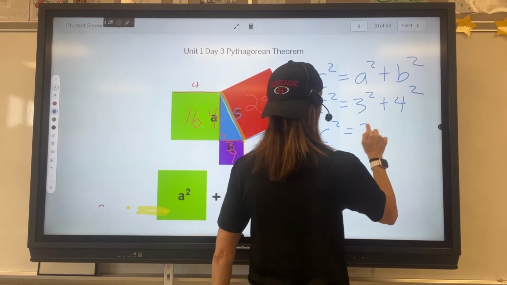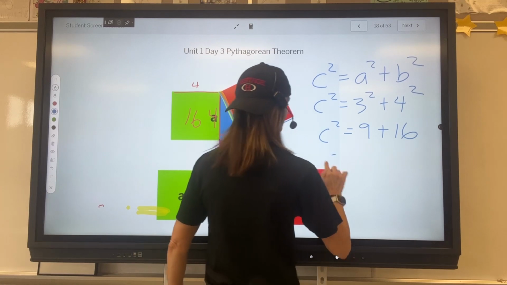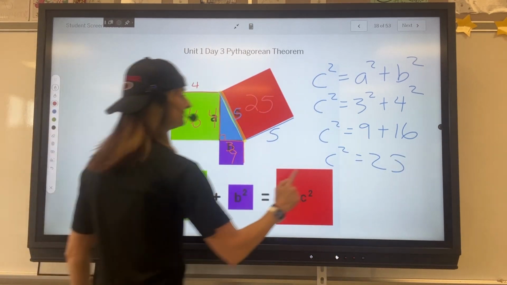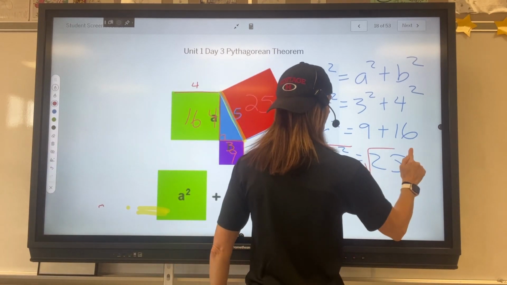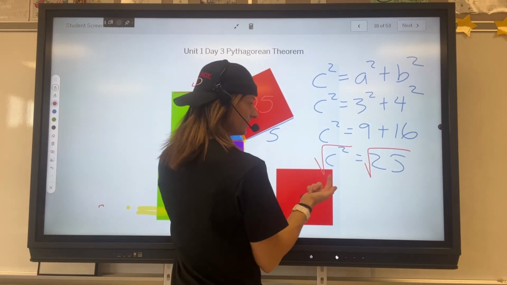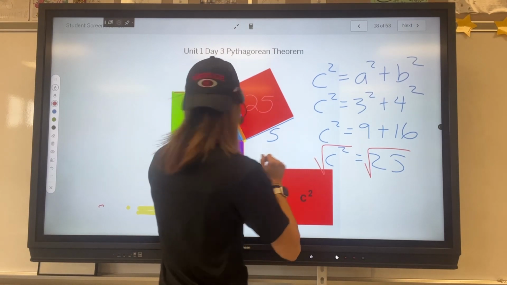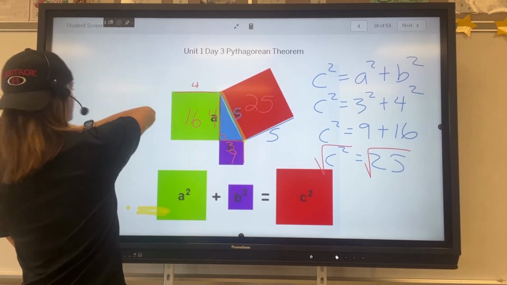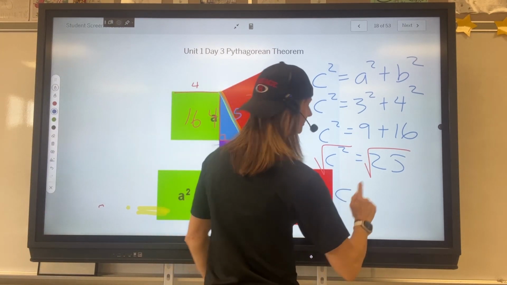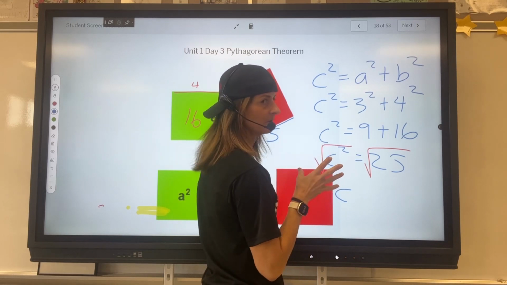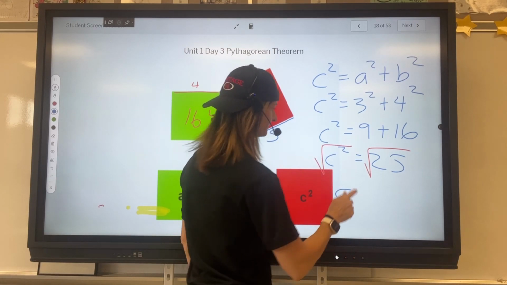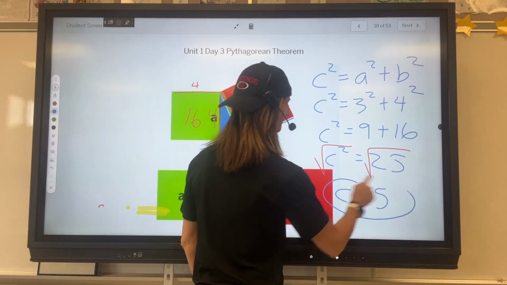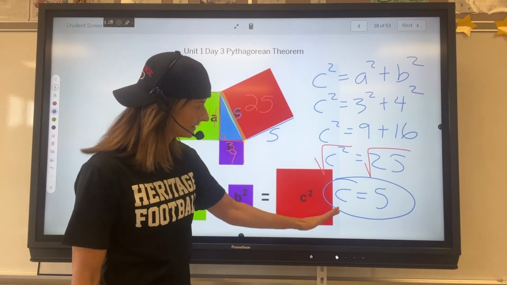So here's where our 9 and 16 come in. Here's where our 25 comes in. And then we take the square root of c squared and the square root of 25. Now the square root of c squared is actually the absolute value of c, but this is geometry and our lengths are always going to be positive here. Well, length is always positive, but the absolute value, we'll learn about that in Algebra 2. Square root of 25 is 5. So c is 5. So that's what it looks like algebraically.